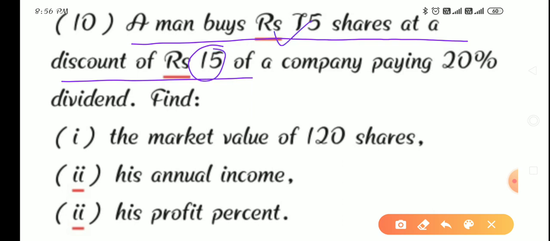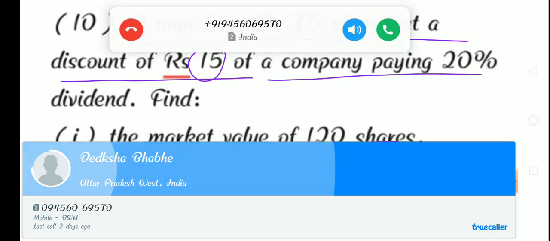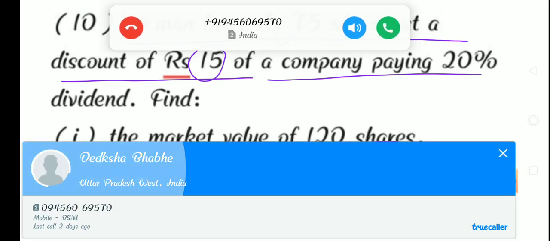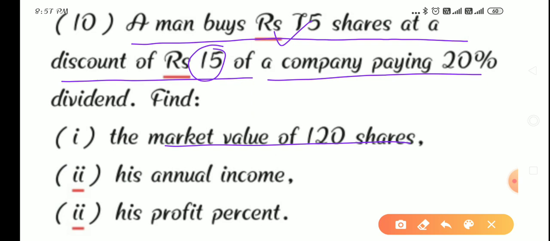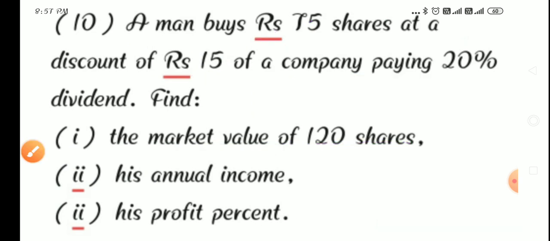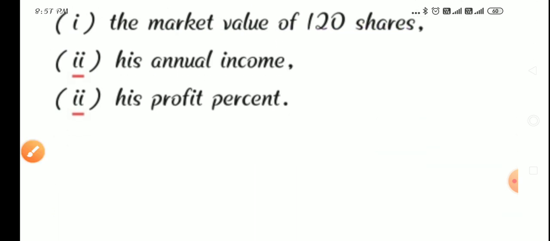75 is the NV. Discount is given, so MV will be calculated by subtracting 15 from NV. And the company is paying 20% dividend. 20% dividend is given. Market value of 120 shares. So listen, how can you find the market value of 120 shares? Second part, his annual income, and third, his profit percent.